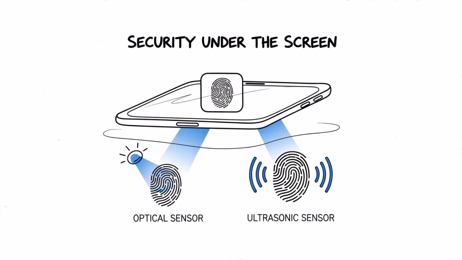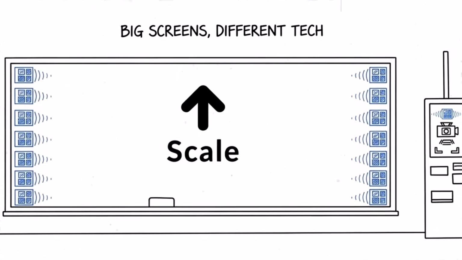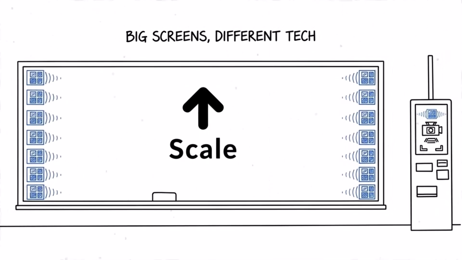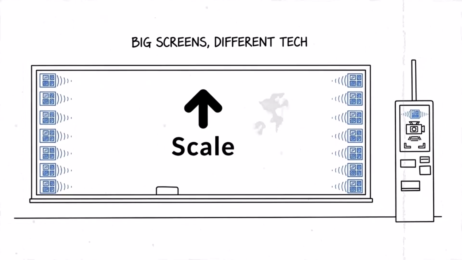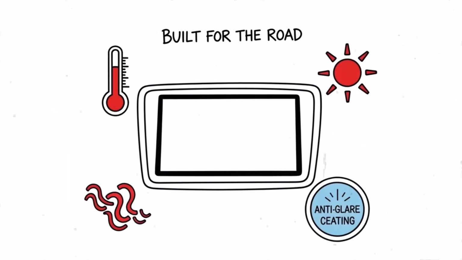Next is in-display fingerprint sensors. Some screens now include biometric sensors beneath the glass. Optical sensors use light to scan fingerprints. Ultrasonic sensors use sound waves for 3D mapping. Touchscreens are no longer just input surfaces. They are integrated with security systems.